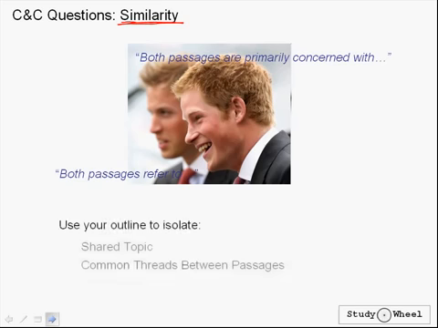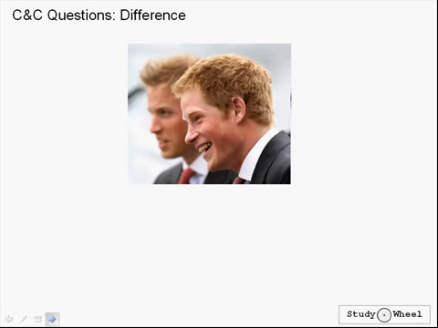So the key for approaching these questions is that you want to use your outline to isolate the shared topic, and then also the common threads between the passages. All right, so you can probably guess the next type of question are the difference questions. And when you see those, the question stems are going to look like this. The passages differ, or the authors disagree.